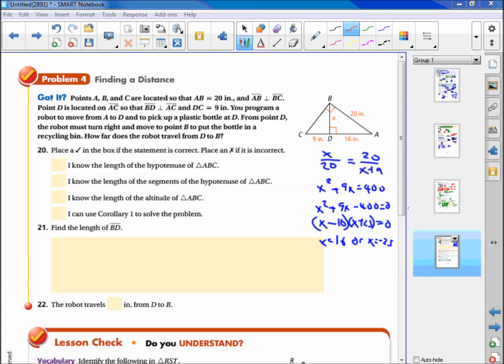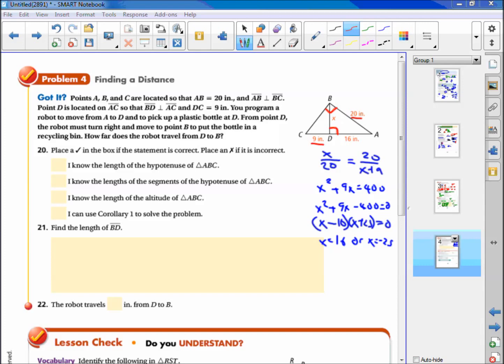So that makes the big triangle, and we put a 20 on the AB length. Okay, and AB and BC are perpendicular. So that's why we have a right triangle. Point D is located on AC so that BD and AC are perpendicular. So we found the altitude of our right triangle drawn from the hypotenuse. And DC was 9 inches. So that gives us this 9 inches.